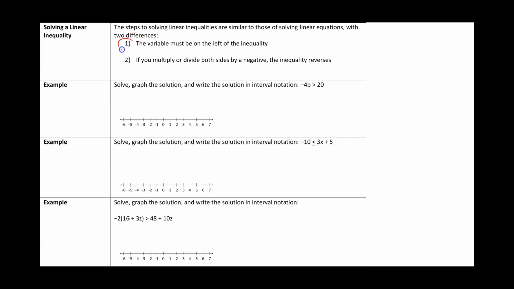Number one, the variable has to be on the left side of the inequality. In equations, it doesn't matter. But for inequalities, the variable always has to be on the left side. The second rule is if you multiply or divide both sides of an inequality by a negative, then the inequality reverses.